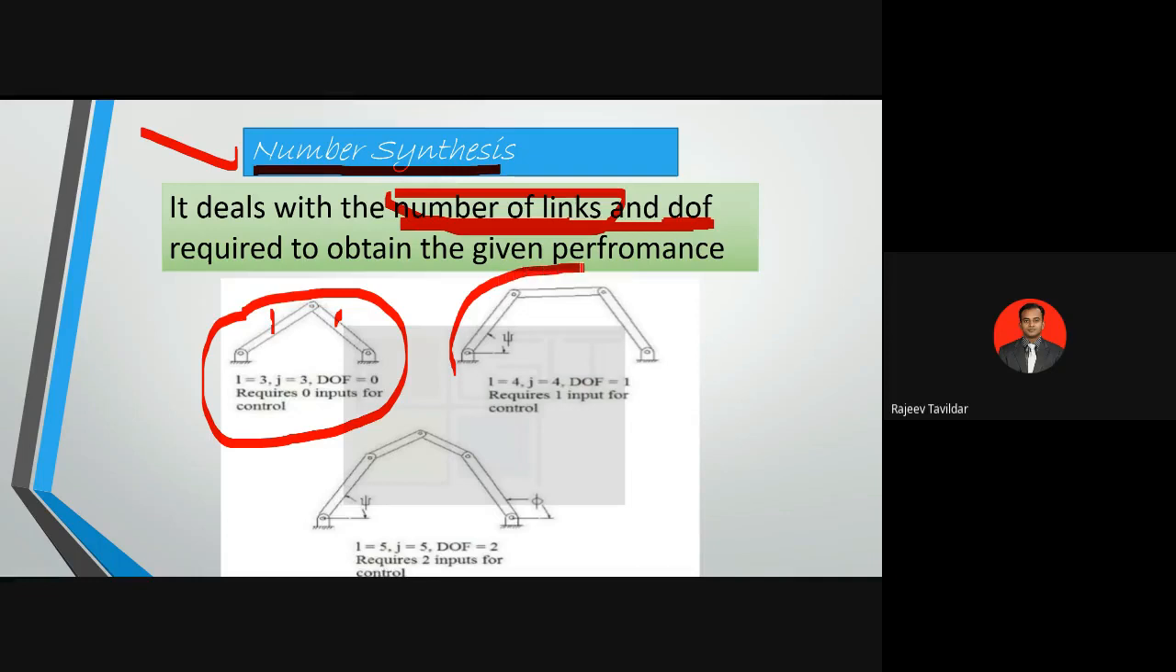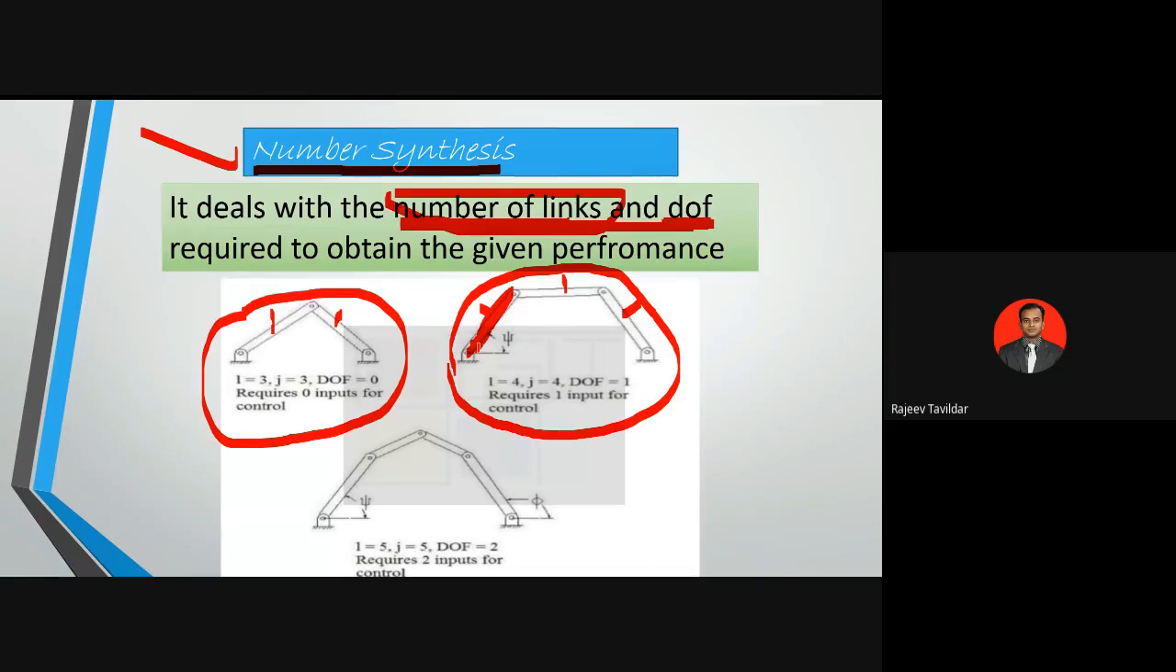Let us take the second one. For the second one, there are 4 links. Okay, one is the fixed link, this is the second, this is the third, and this is the fourth. So obviously this link is our input link or the crank, and the angle they have shown it by psi over here. That means it says it requires only one input to control the entire mechanism. What is that one input? Rotation of this crank about z axis.